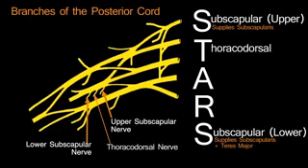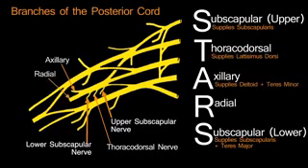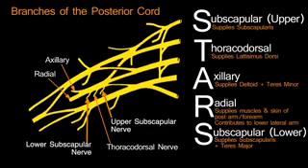T in STARS is for thoracodorsal nerve, which supplies the latissimus dorsi, that big broad muscle on the back of the trunk. A is for axillary, which supplies the deltoid and teres minor. And R is for the radial nerve. Now the radial nerve supplies all the muscles in the posterior compartment of the arm and the forearm, and it has a major contribution to the cutaneous supply of the posterior aspects of the arm and forearm and hand, and also contributes to the lower lateral aspect of the arm.